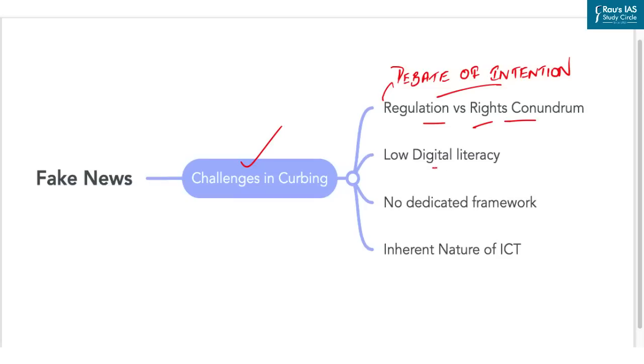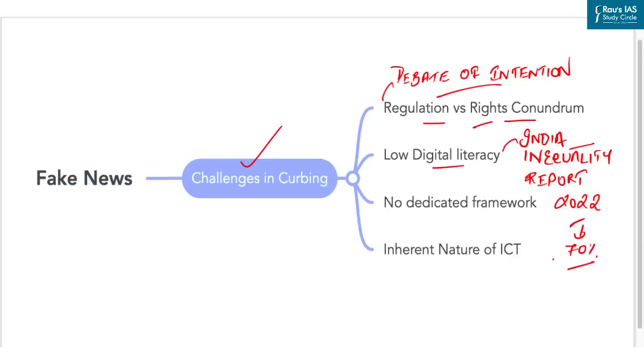Next is low digital literacy. As per the India Inequality Report 2022, around 70% of the population has poor or no digital connectivity. Such a low level of digital literacy acts as a barrier in verification and authenticity of the news, because here, news spreads even before the verification process can be initiated.